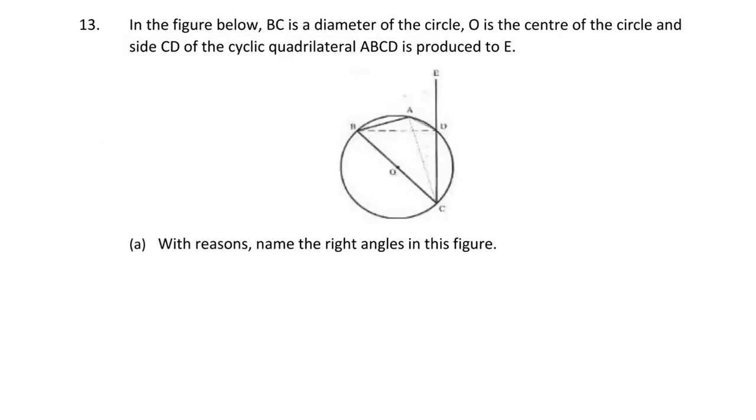Question number 13. In the figure below, BC is the diameter of the circle, O is the center of the circle, and side CD of the cyclic quadrilateral ABCD is produced to E. For part A, with reasons, name the right angles in this figure. Okay, so for this one, the right angles are angle BAC and angle BDC. And the reason being, an angle formed at the circumference is half the angle at the center in the same segment.